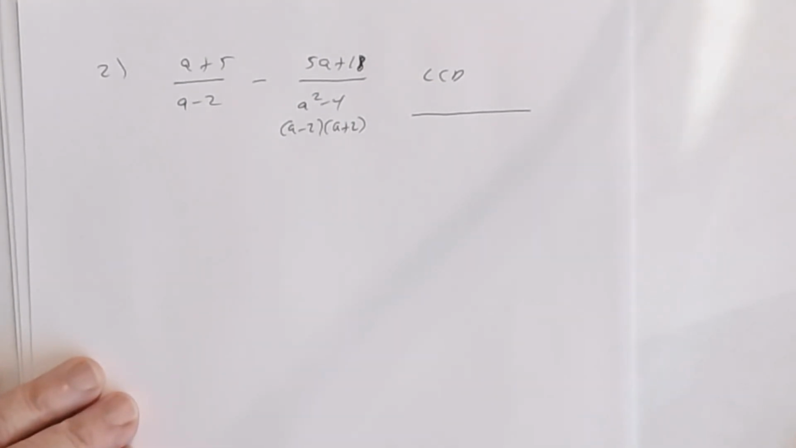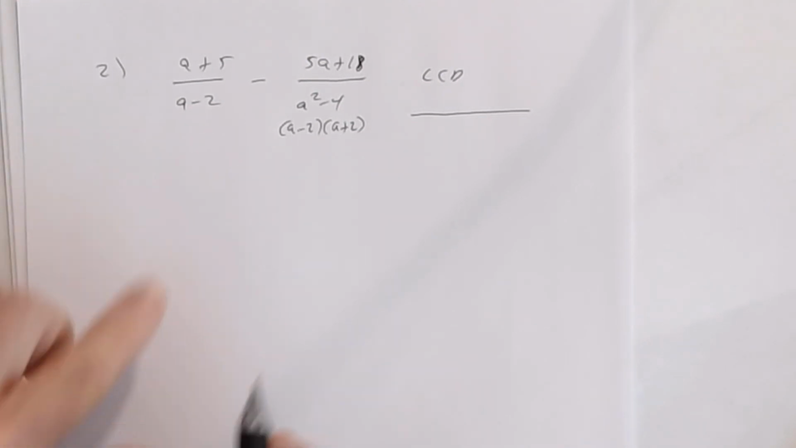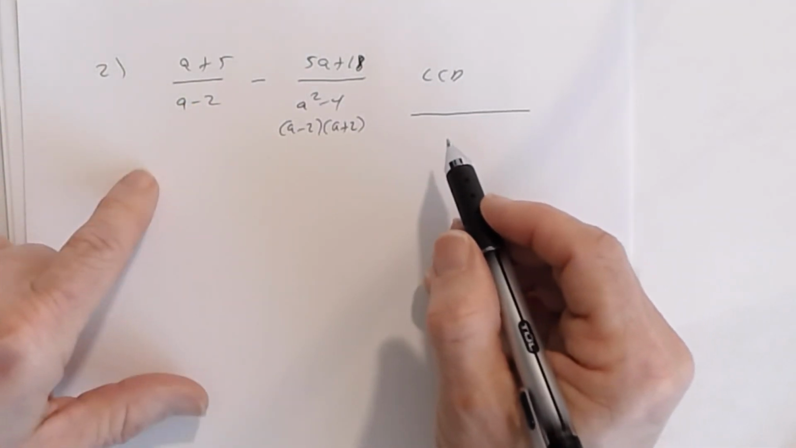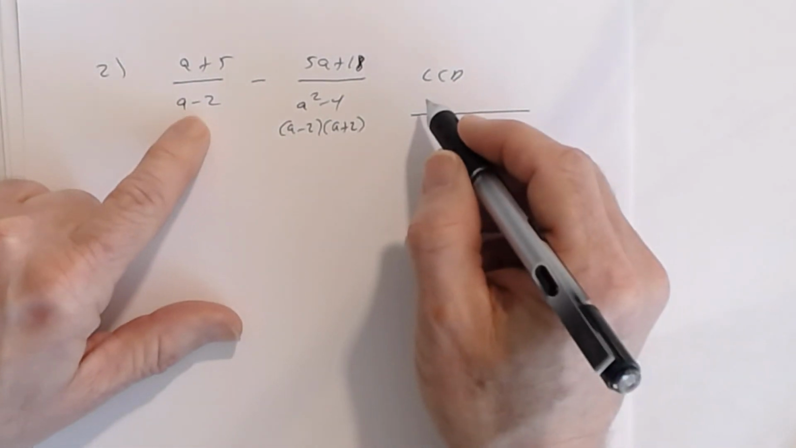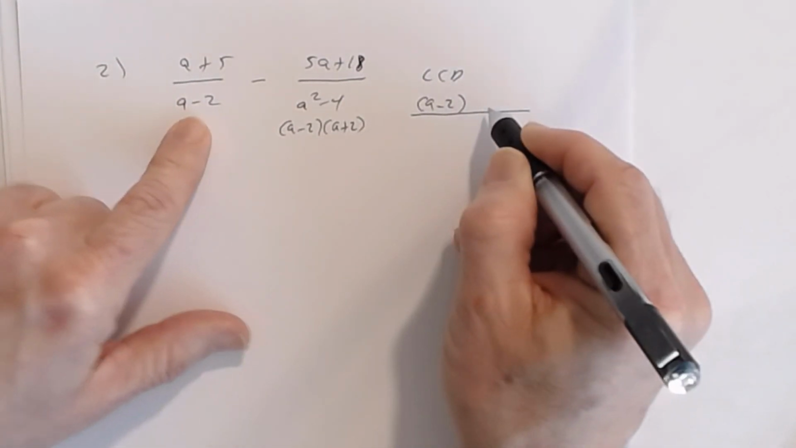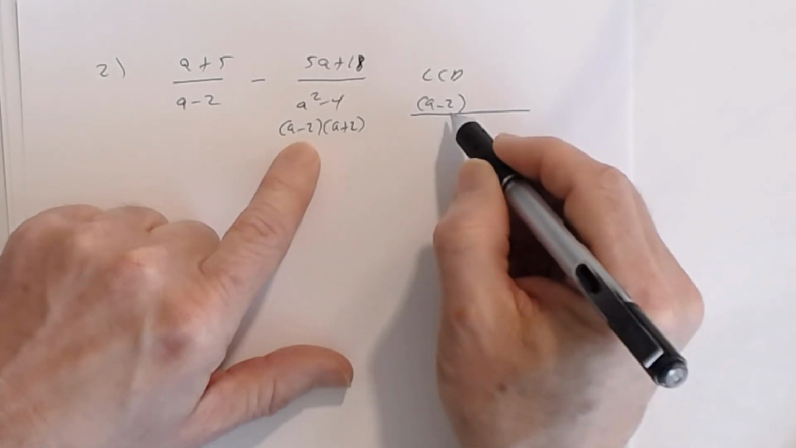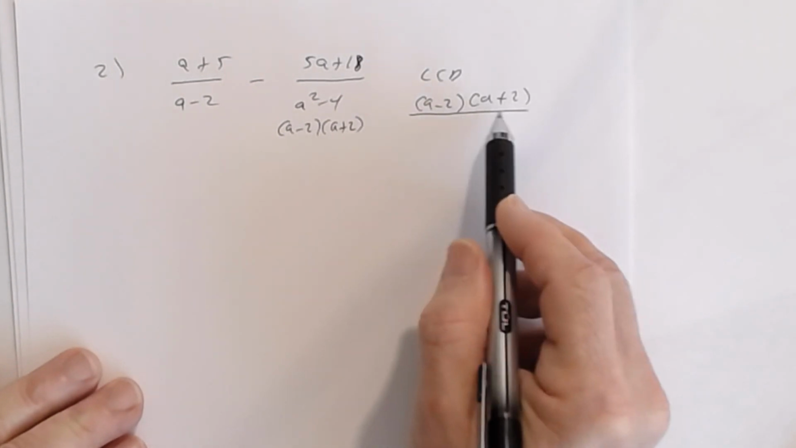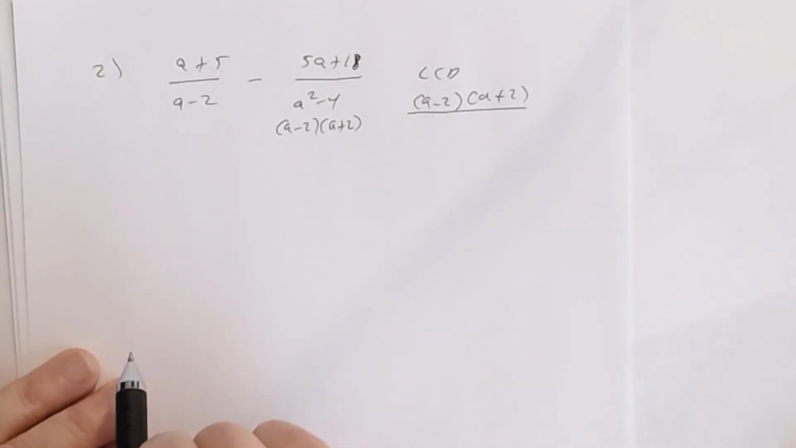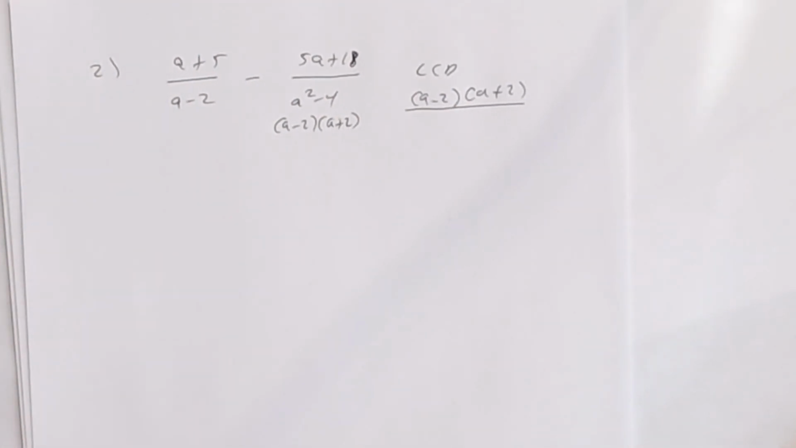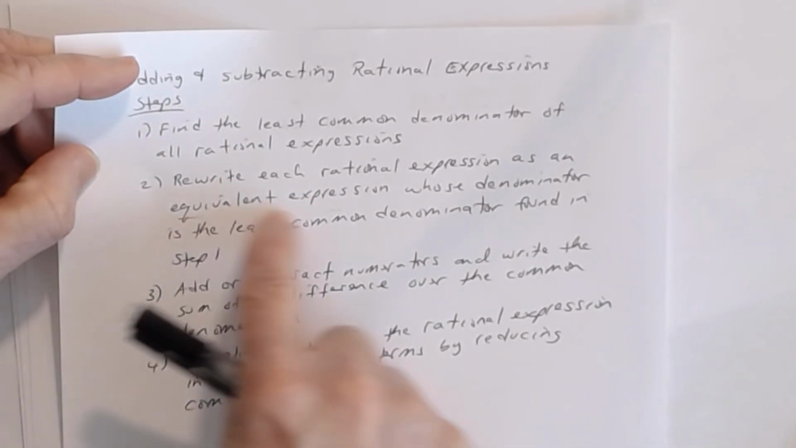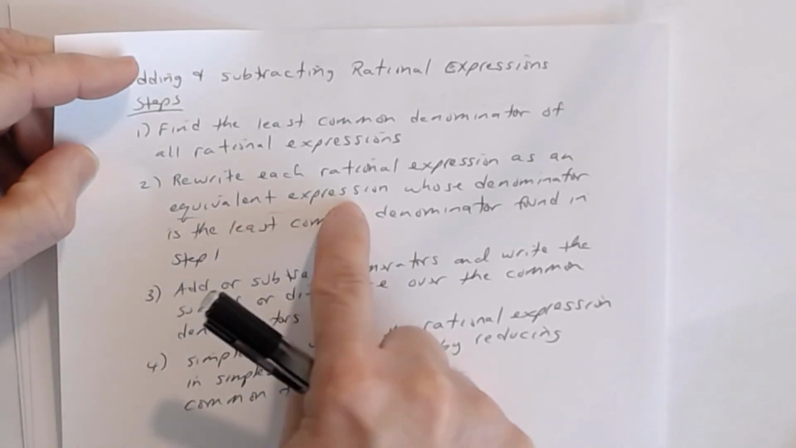And so now I can find the LCD. Your LCD includes every unique factor that you see. I see an a minus 2, I have to use it. I see an a minus 2, I already have it. I see an a plus 2, I have to use it. So this least common denominator is a product of these two factors. So now you're going to write equivalent fractions. That's step 2 now. You did step 1, now you're going to do step 2. That's where you write equivalent expressions using that LCD.